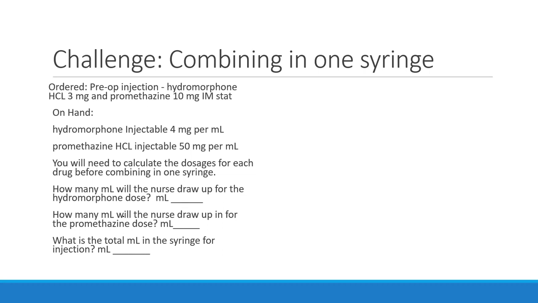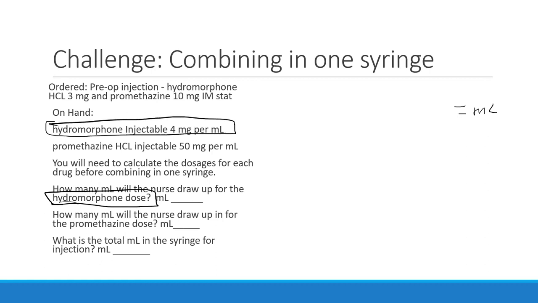At first, when you're trying to go about this, it looks like quite a bit. So what you want to do is break it down. The first one they're asking me for is my hydromorphone, correct? So I'm just going to hyper focus on my hydromorphone. I'm trying to find out how many mLs, so I'm looking for equals mLs. Since that's what I'm looking for, I need to go back and see on hand I've got my hydromorphone, because for every mL, there's 4 milligrams. So we're going to have mL over 4 milligrams.